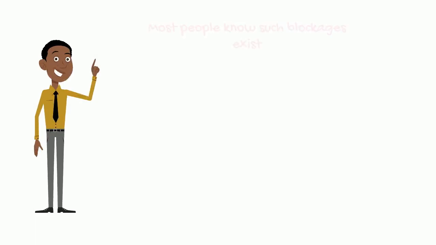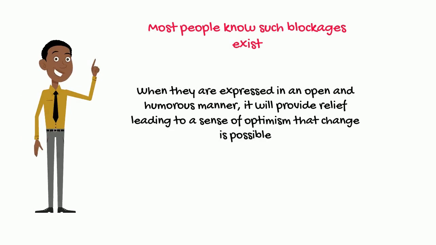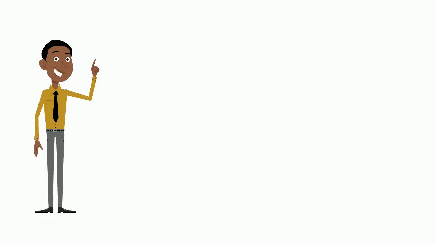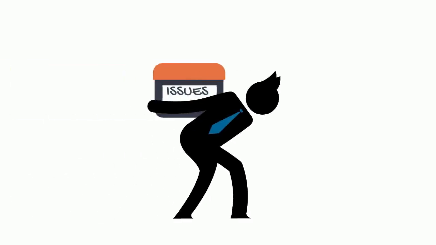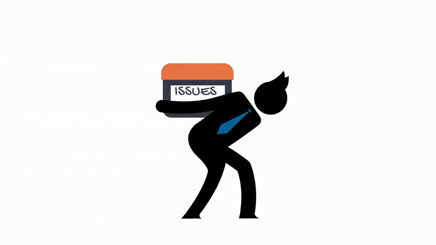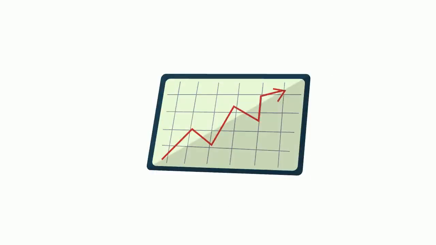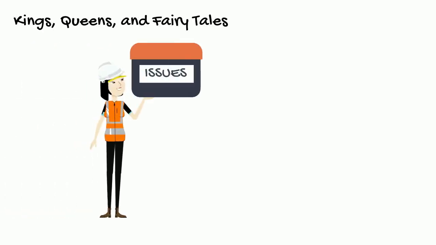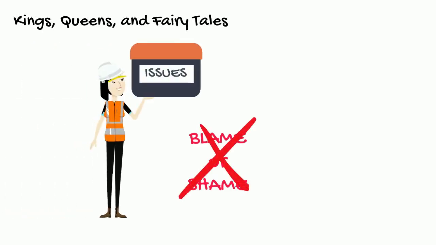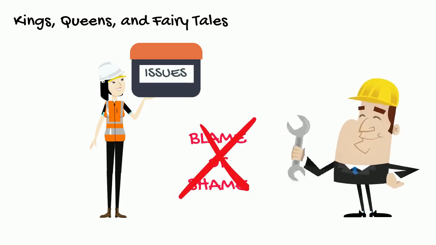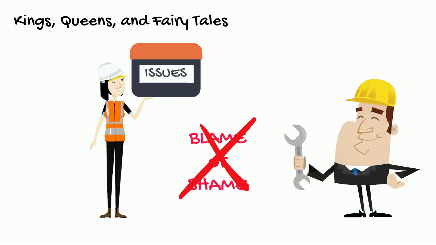The assumption is that most people know such blockages exist and that when they are expressed in an open and humorous manner, it will provide relief, leading to a sense of optimism that change is possible. But, as in most situations in which serious change is needed, ownership of the issues is the essential first step before any positive actions can be expected. Kings, Queens and Fairy Tales provide such ownership without blame or shame. It is a diagnostic tool that opens the door to positive solutions.